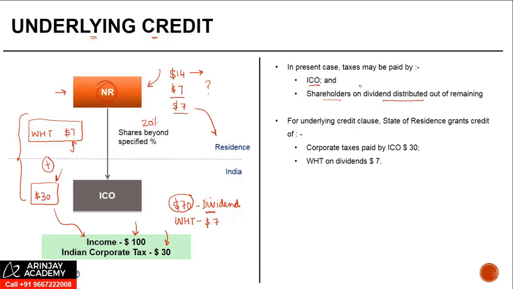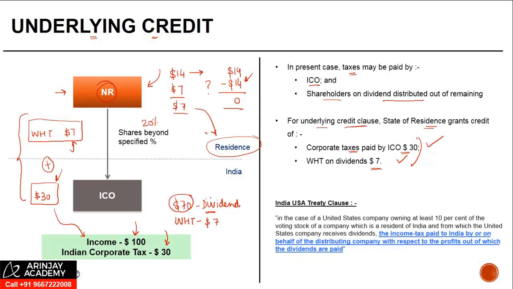So in the present case, the taxes may be paid by the Indian company and the shareholders on dividend distributed out of the remaining profits. In case of an underlying credit clause, the state of residence, which is this state, grants credit of corporate taxes paid by the Indian company, which is $30, and the withholding tax on dividend, which is $7. So effectively, out of $14, you have $37 of credit. So you will reduce $14 here, making it 0. We do not reduce $37 here because the credit is limited to the amount of tax which has to be paid in the state of residence.